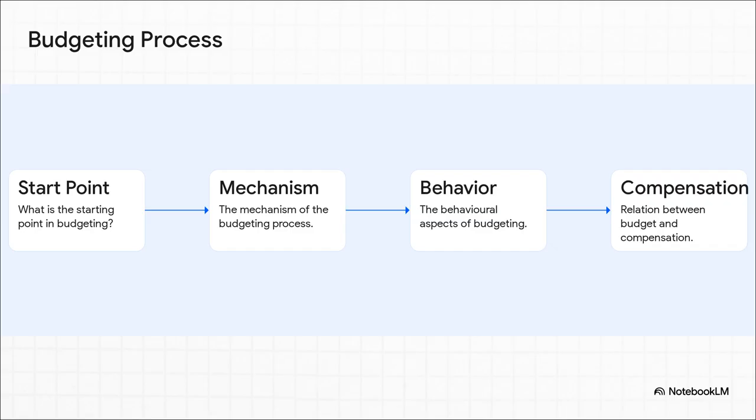But it isn't just numbers. We're going to look heavily at the behavioral aspects. How do people act when they're handed a budget? And crucially, how should budgets relate to human compensation? If you get this wrong, you can accidentally incentivize some pretty disastrous behavior.